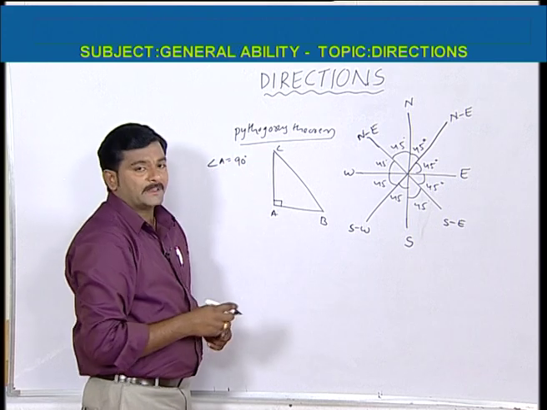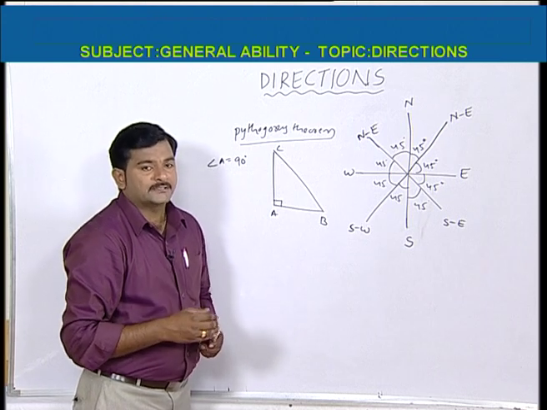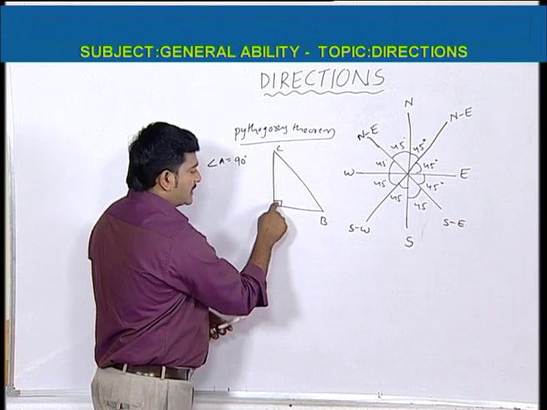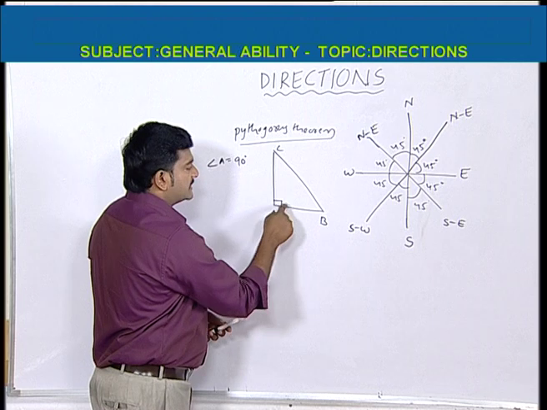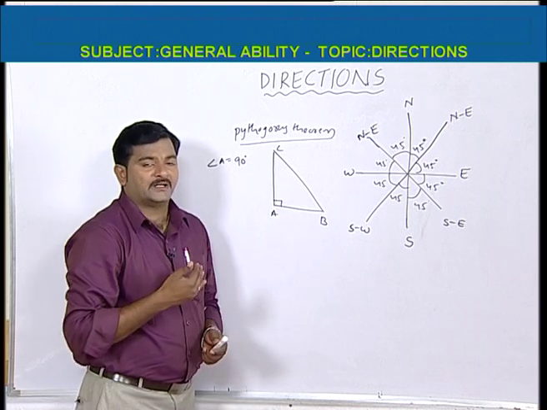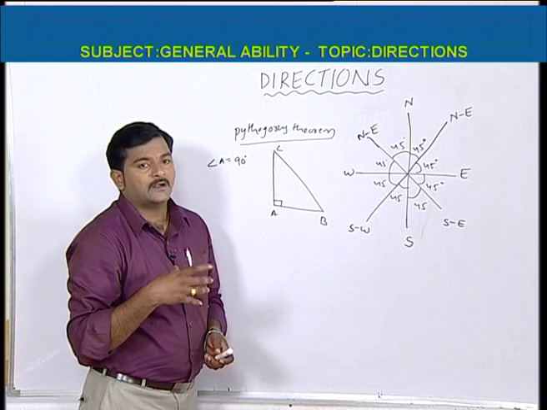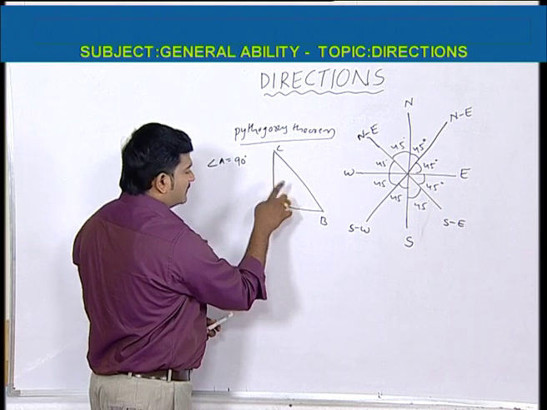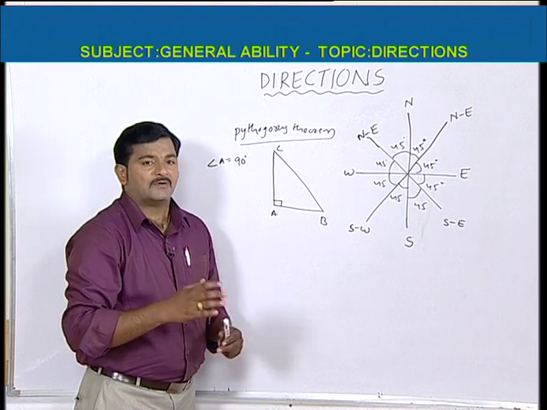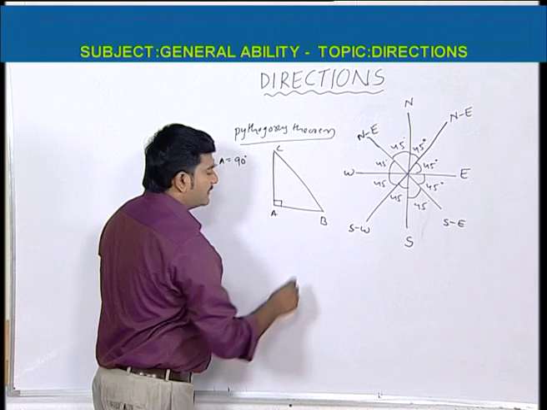Usually in a right angle triangle, the side which is opposite to 90 degrees is called the hypotenuse. Which side is opposite to 90 degrees here? BC side is opposite to 90. So what is my hypotenuse here? BC is the hypotenuse. What about the remaining 2 sides? The remaining 2 sides are AC and AB.